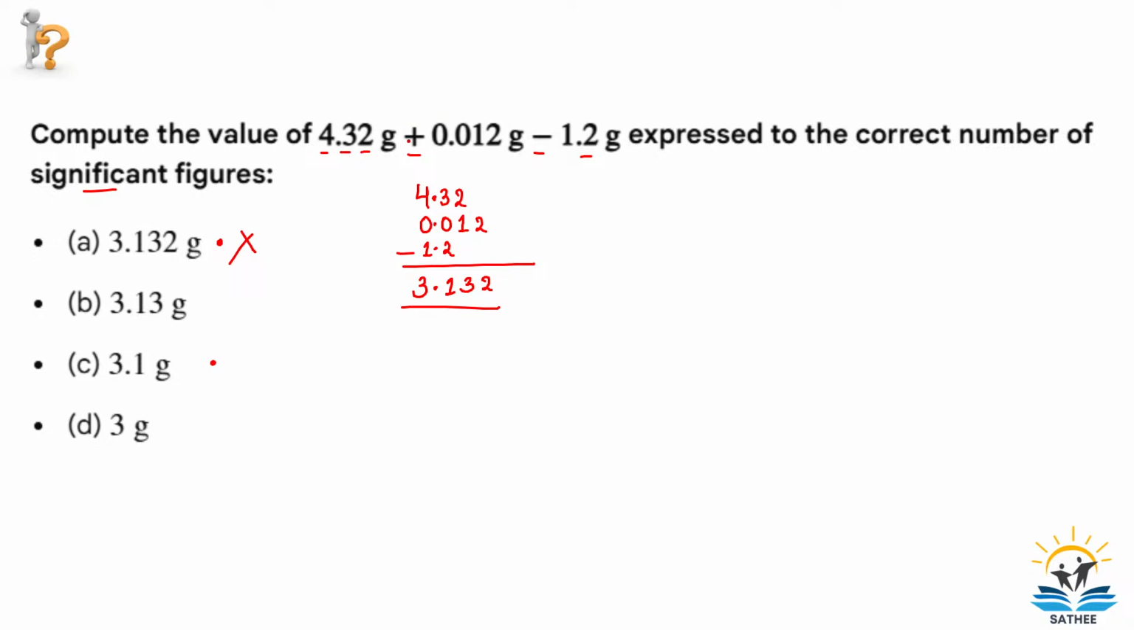Please mute your mic now. So there are two operations, addition and subtraction. The rule for addition and subtraction: we have to keep that amount of decimal places. So of these three terms given, whichever has the least number of decimal places, we have to keep that many in the result. Which has the least number of decimal places? This one, only one decimal place. So we should keep one decimal place in the answer also. So it is rounded off to 3.1 gram. So option C is the correct option.